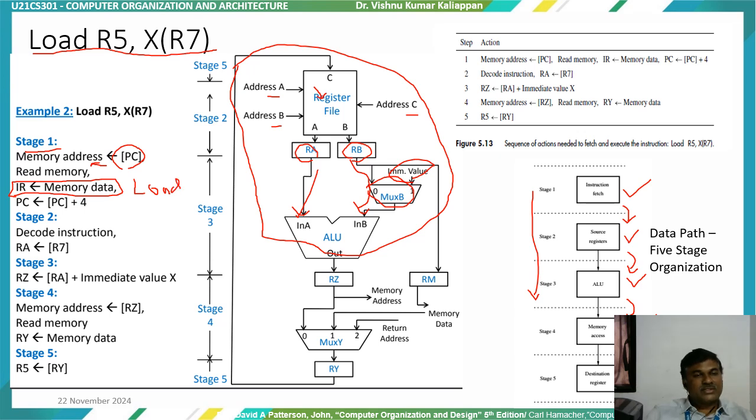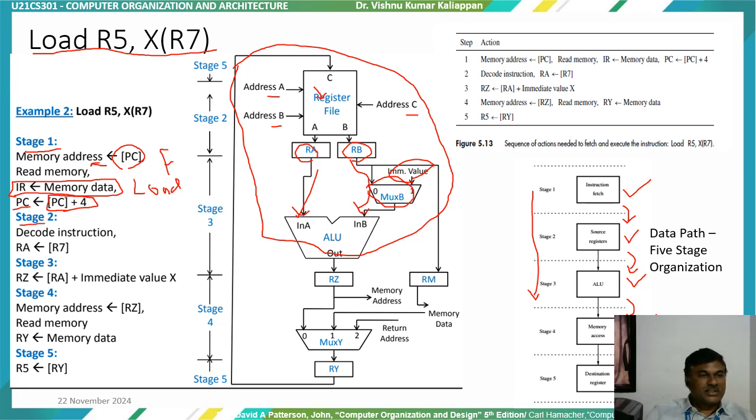Once the instruction is fetched, what is the role of the program counter? The program counter will increment by 4 based on the size of this particular instruction. And then this first stage is completed. So the first stage is what? It is the fetching stage. In the fetching stage, we have fetched the particular instruction from the memory, put it into the instruction register, and then incremented the program counter.